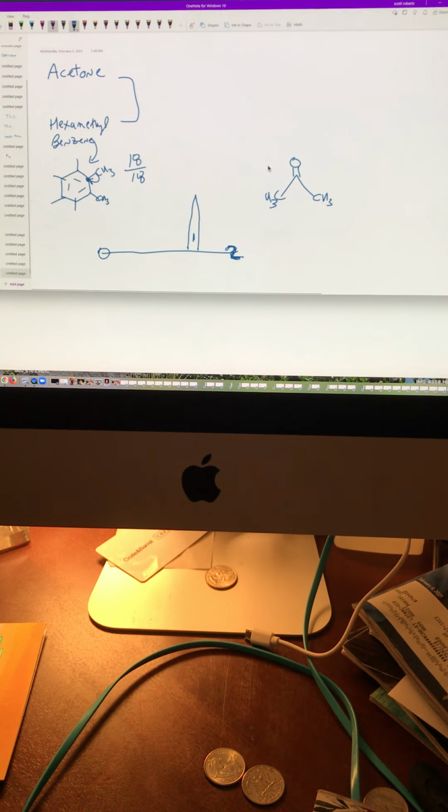But now we're going to do acetone, totally different. How many signals are there for these methyls? 1. How tall is it? No, it's not 1. It's 6 over 6. And what is it? I see no hydrogens on my neighbor.